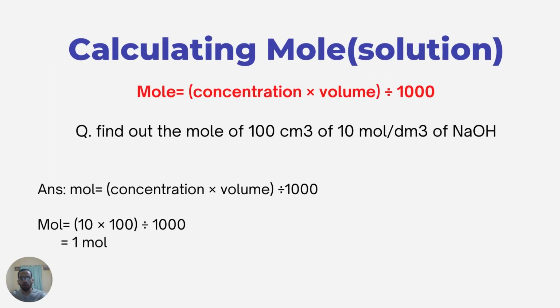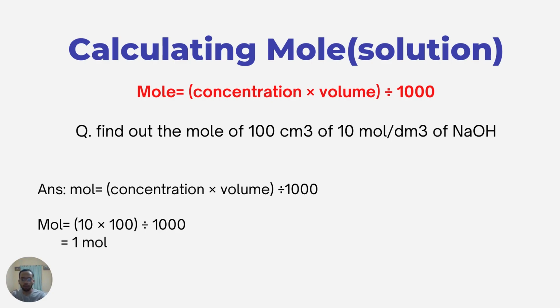Again, calculating mole, this time for a solution. Prior to that, we have already learned how to calculate mole when the mass is given. Now we will learn how to calculate mole when concentration and volume are given. So let's look into this example: find out the moles in 100 cm³ of 10 mol/dm³ NaOH, or sodium hydroxide.